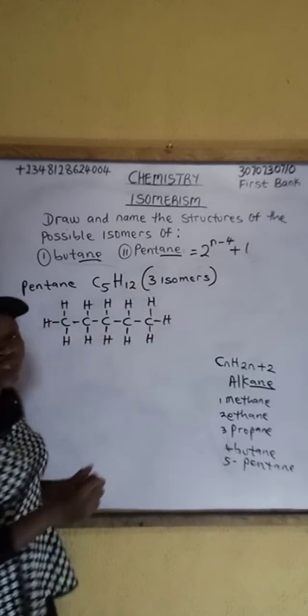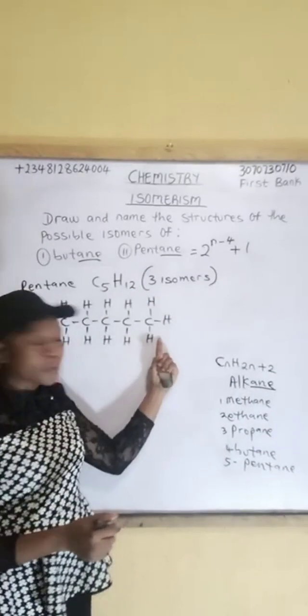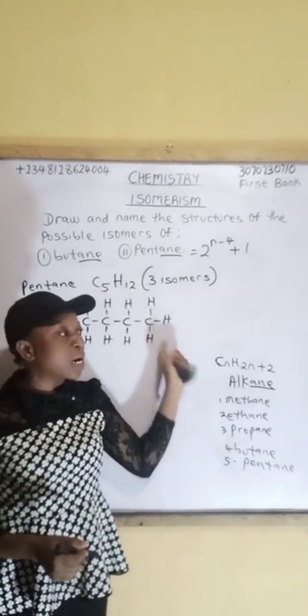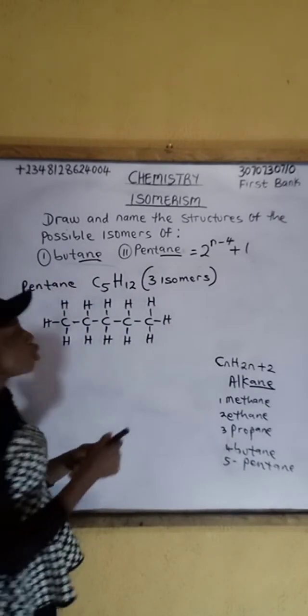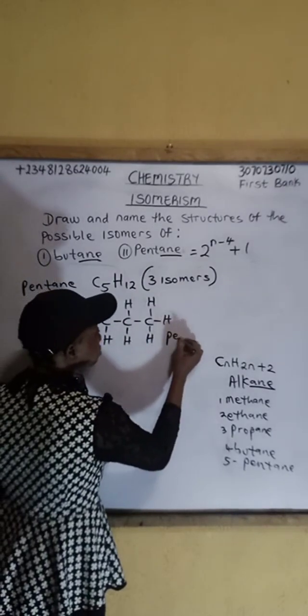So this is the first isomer, which is the normal structure of pentane. So we are still going to call it pentane.